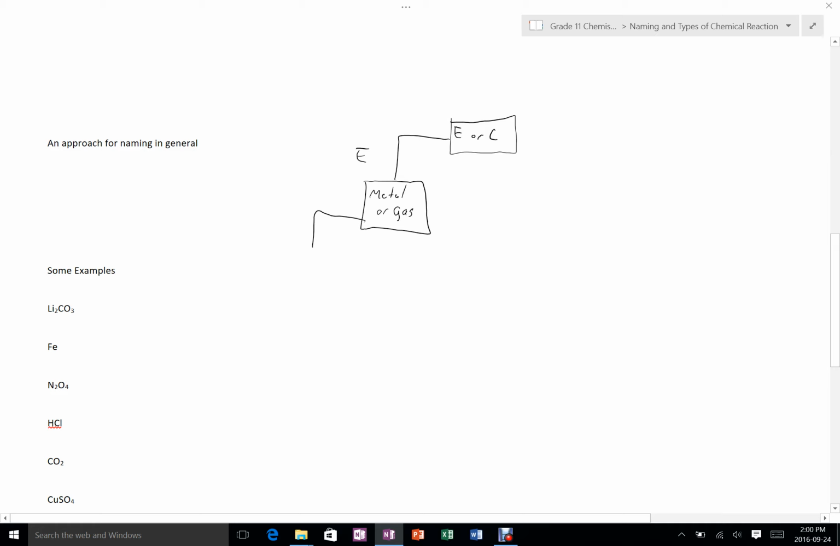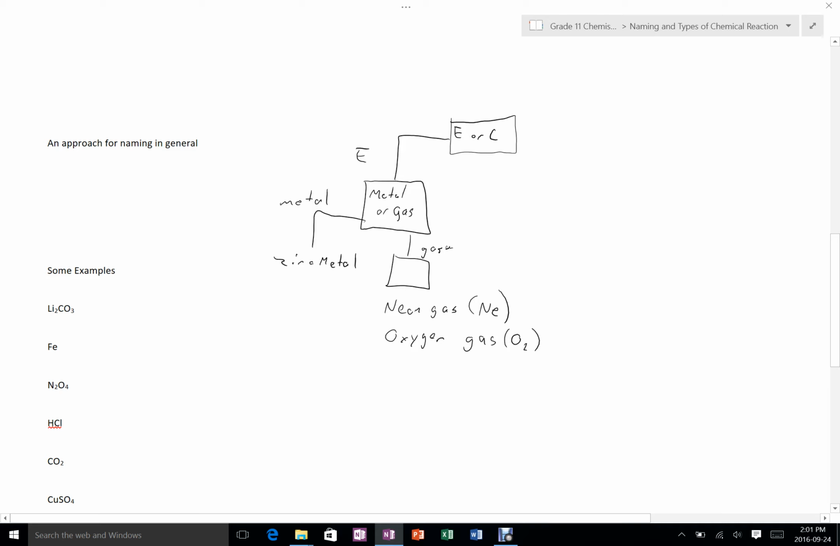So metal is like zinc metal, and gas is like neon gas or oxygen gas. So here we might have noble gases or generally diatomic gases. So a noble gas or a diatomic gas. So those are the elements that generally we're dealing with.